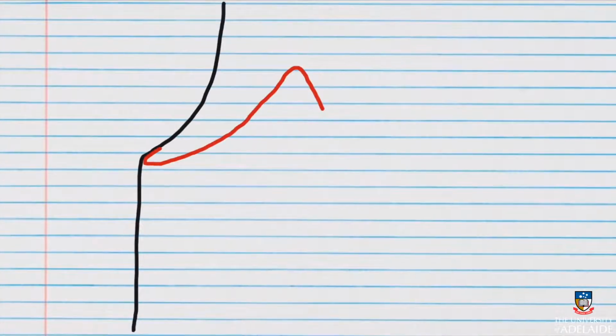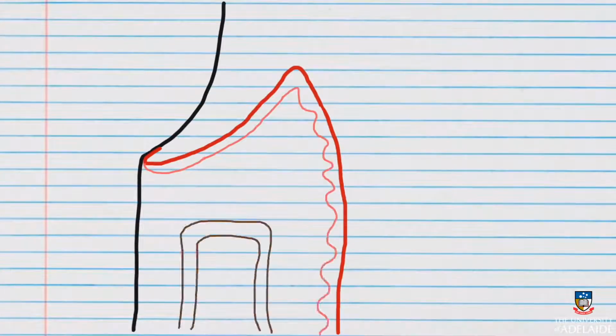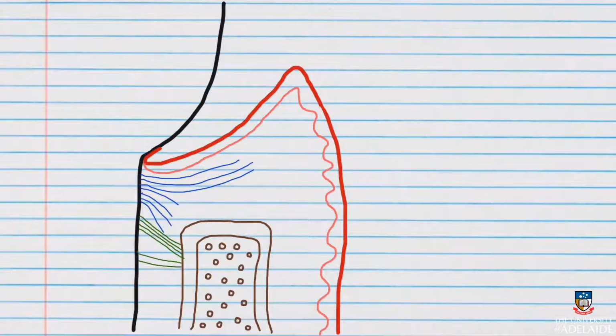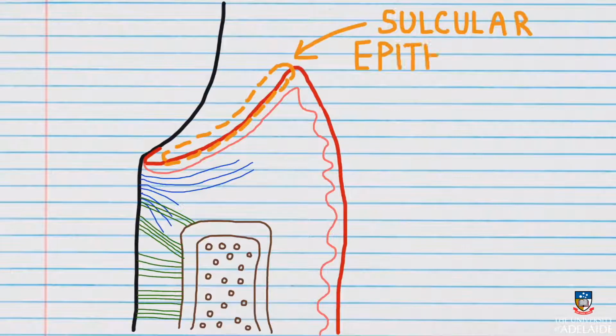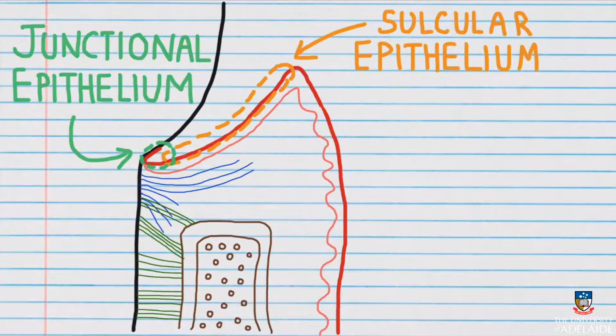Just drawing the tooth, and here's the junctional epithelium and the sulcus, and the rest of the gingiva. Here's the rete ridges, and we've got the bone, the fibres, and the periodontal ligament connecting the tooth to the bone. And this area is the sulcular epithelium, which lines the sulcus, and at the very bottom of the sulcus is the junctional epithelium. The junctional epithelium is an important interface between the sulcus, which is populated with bacteria, and the underlying periodontal structures.